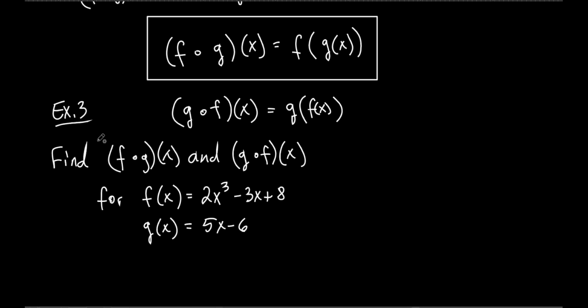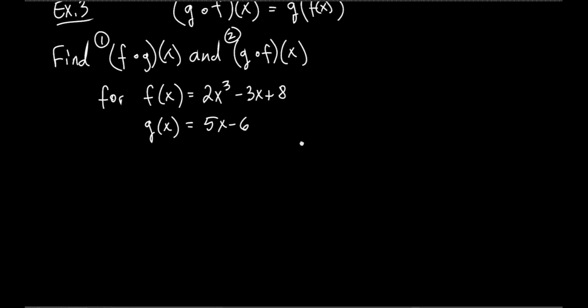What are we finding? We're finding 2 things. We're finding, number 1, f composition g of x, and then number 2, we're finding g composition f of x. So we're finding 2 things, all right? Both of these things right here. This is the f function. This is the g function.